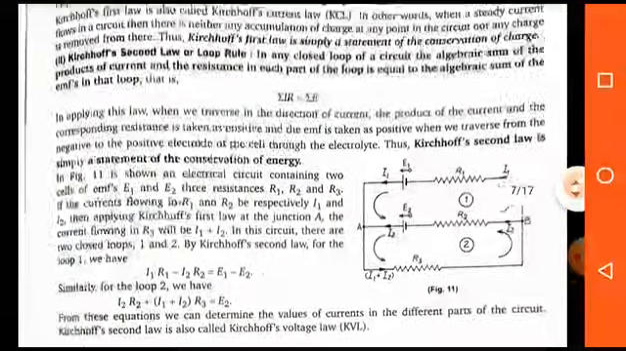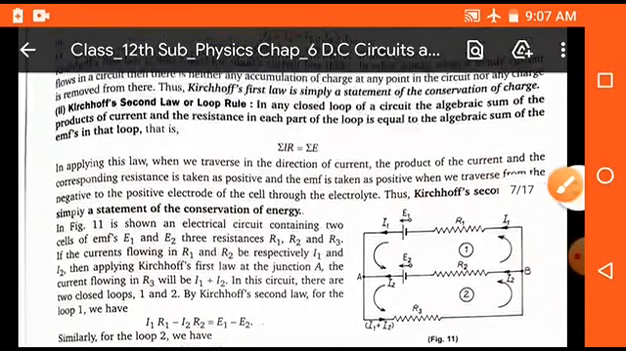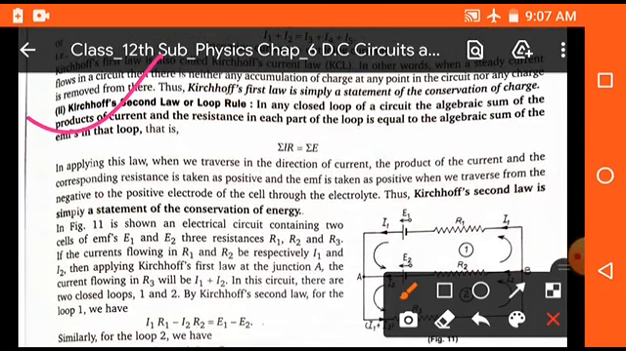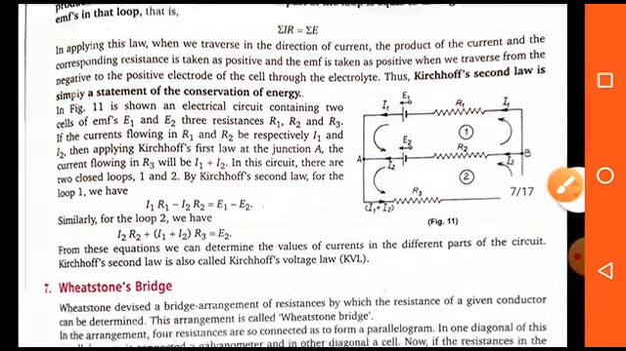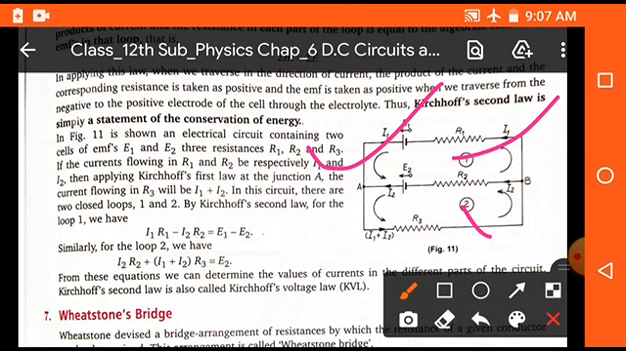Now students, the second law is known as Kirchhoff's second law. It is also known as the loop rule. According to this rule, the sum of the products of current and resistance will be equal to the algebraic sum of the EMF. So this is known as the loop law, because in this law we use loop formation. So this is loop number 1 and this is loop number 2.